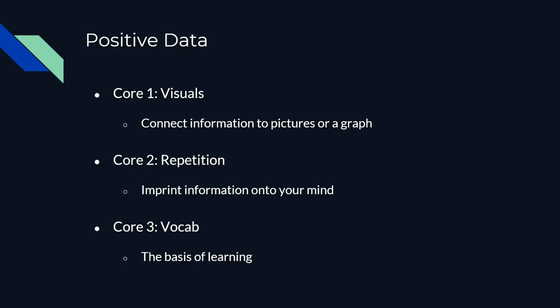Core 2 was repetition. They want to be able to go over things several times in order to really imprint that information into their mind. That way they wouldn't have any doubts about what they were learning and they'd be able to put it to real use. Core 3 was vocab. They said that this was the basis of learning. Without knowing what something is, they find it hard to learn about and they aren't able to communicate and express what they need to learn without first knowing what something is called or ways to express themselves.